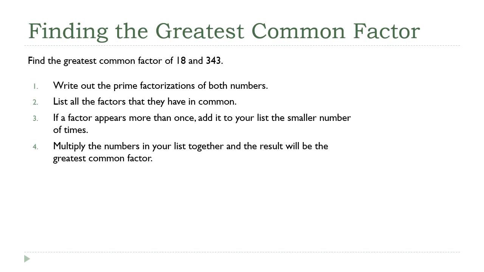So I've got an example here where we want to find the greatest common factor of these two numbers. And I've also got our method here, and we'll use this one to see if we can answer this. So the first thing we want to do is write out the prime factorizations of our numbers. 18 is equal to 2 times 9, which is 2 times 3 squared.